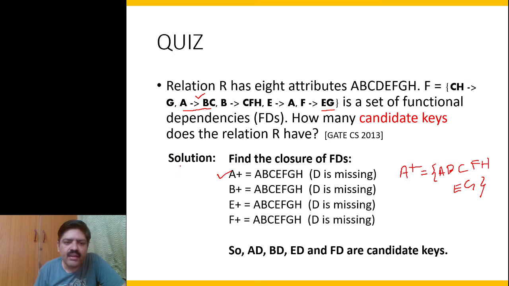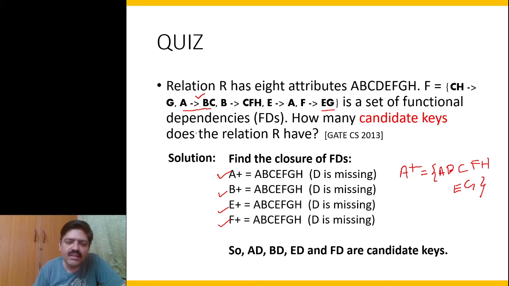And similarly, if you compute B closure, E closure, and F closure, you will see that we can compute everything except D. So that means if I add D to my set, A and D together will identify all the attributes, so it forms a key. So AD forms a key, BD forms a key, ED forms a key, and FD also forms a key. So we call these candidate keys.